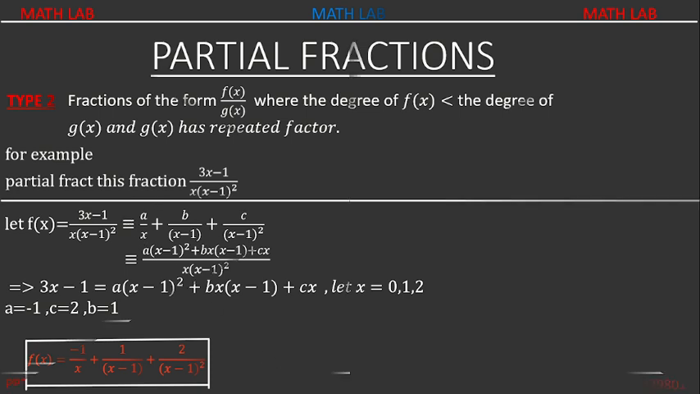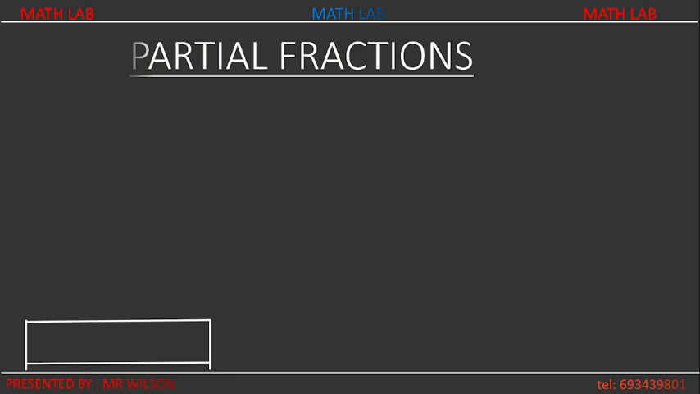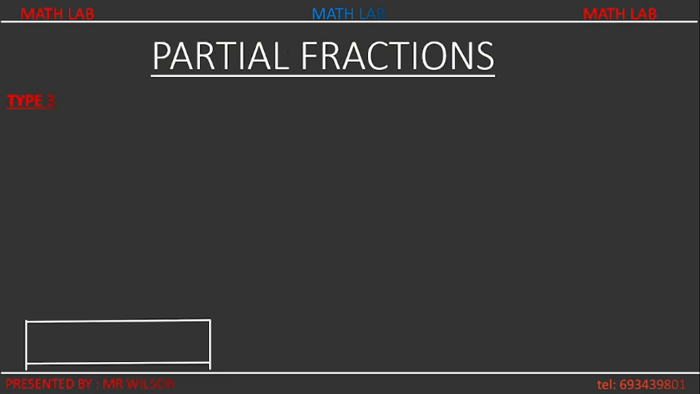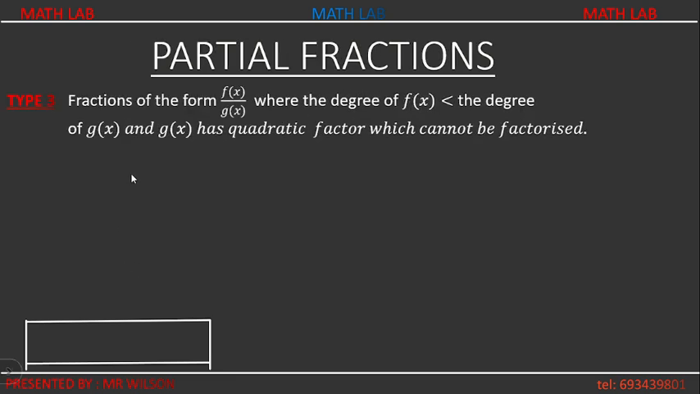Now let us run directly to the next type. Voila, type three. So for type three, fractions of the form f of x over g of x, where the degree of f of x is less than the degree of g of x, and g of x has a quadratic factor which cannot be factorized. So actually g of x is a quadratic that you cannot factorize. Okay, so we have this.